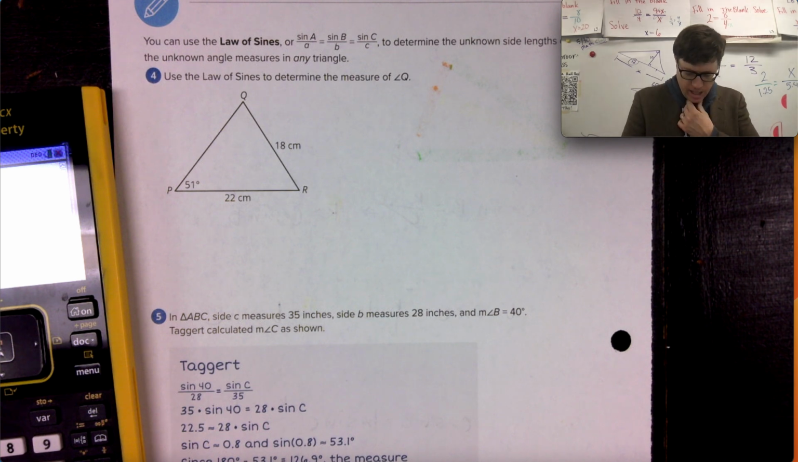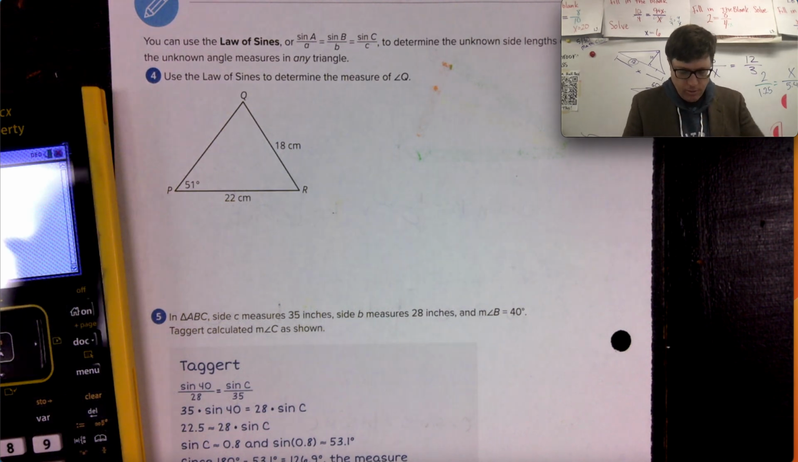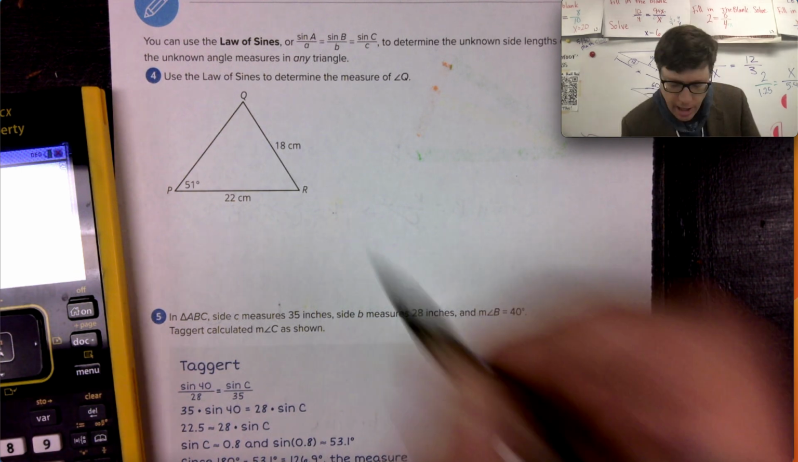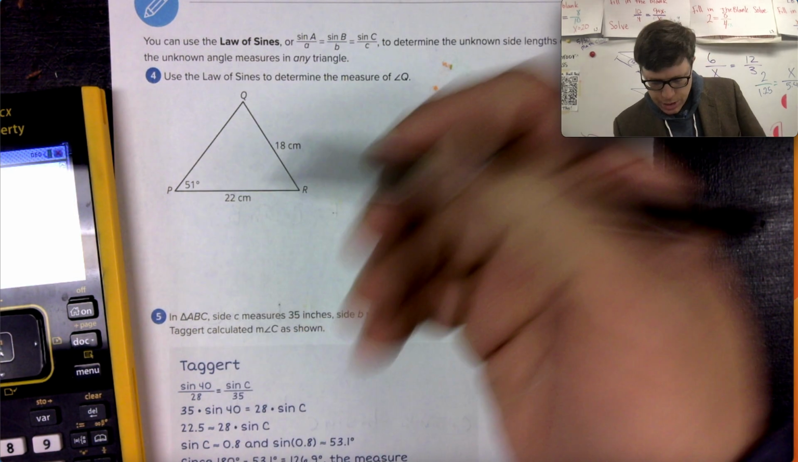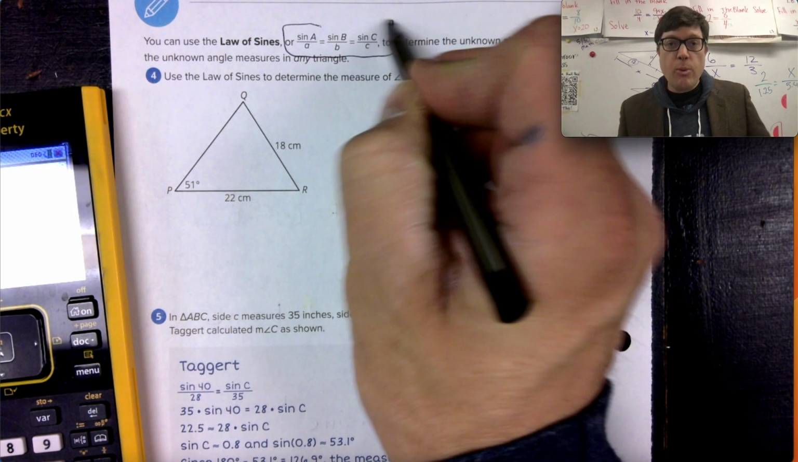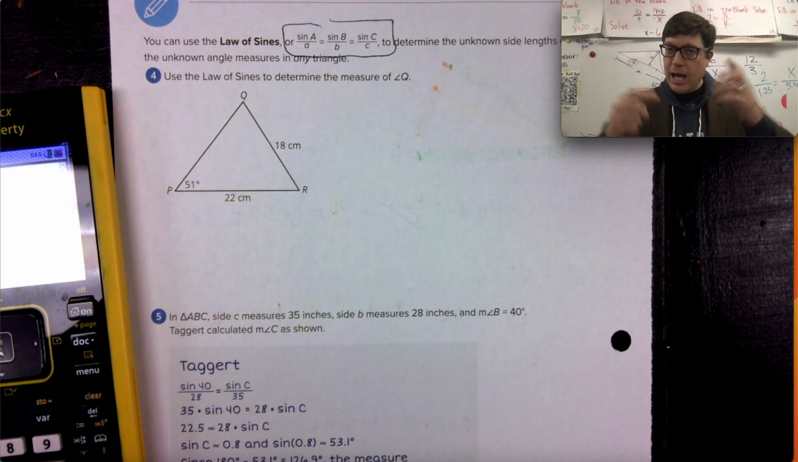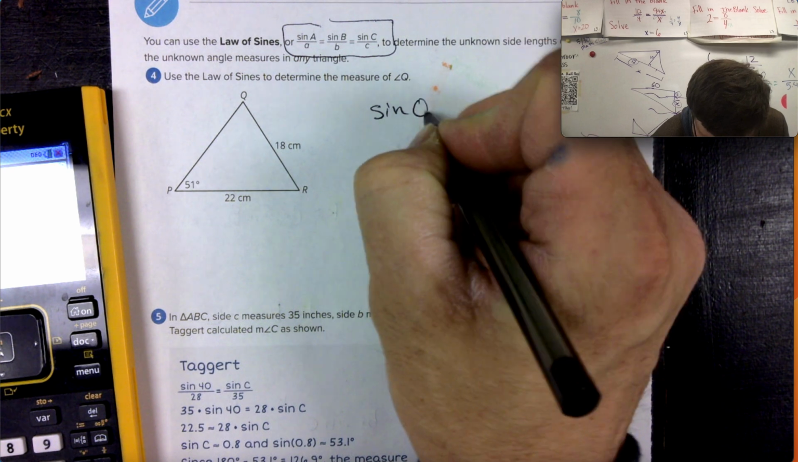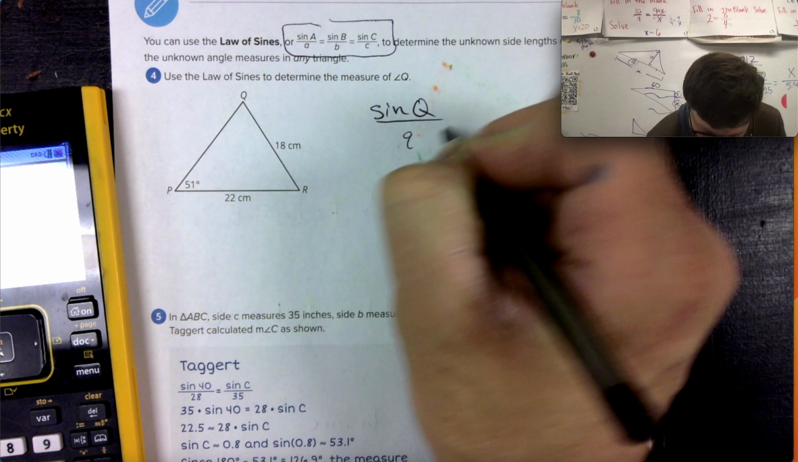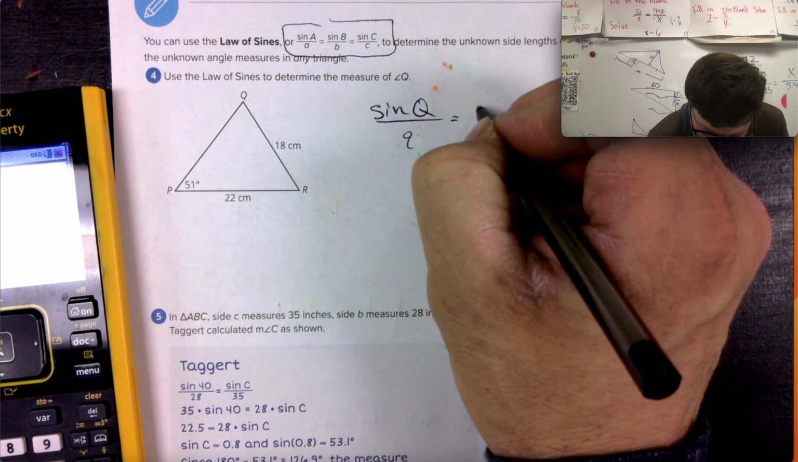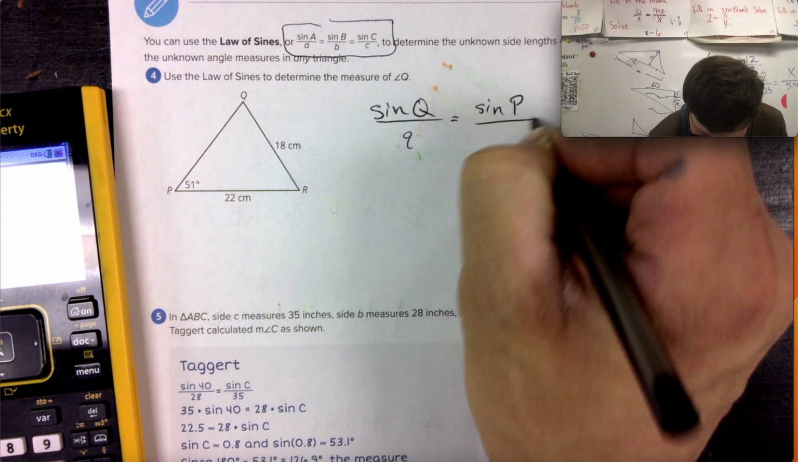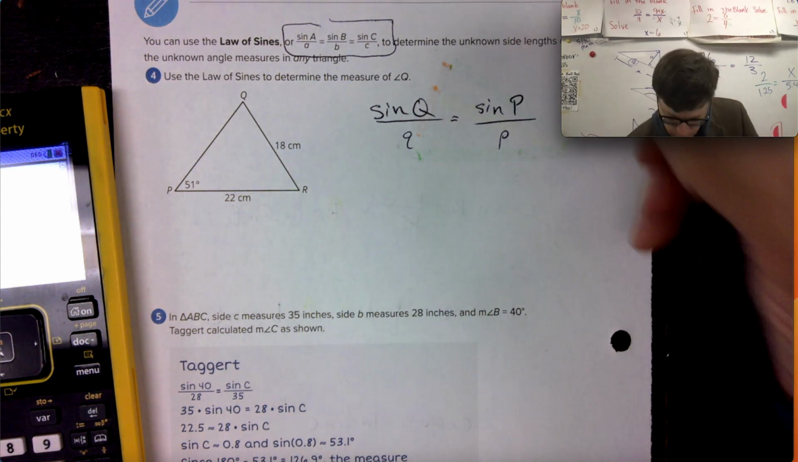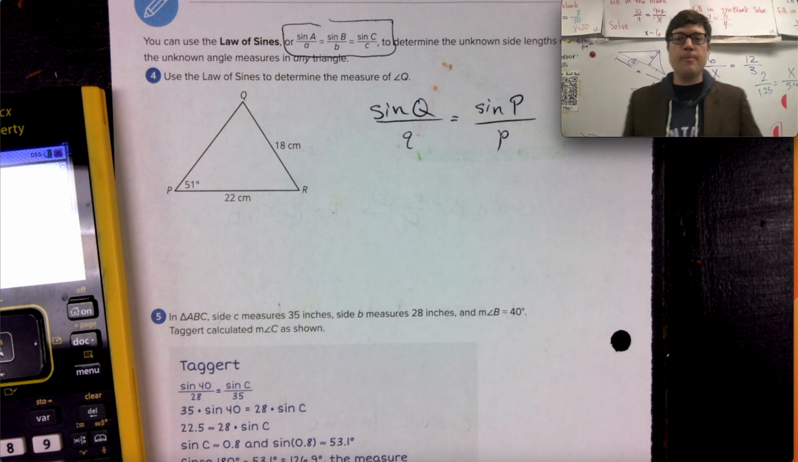Law of sines. Sine of capital A over a equals sine of capital B over... I know the letters here don't match the format here, but we can just change the letter names and have the same result. The sine of Q over little q is equal to the sine of P over little p.